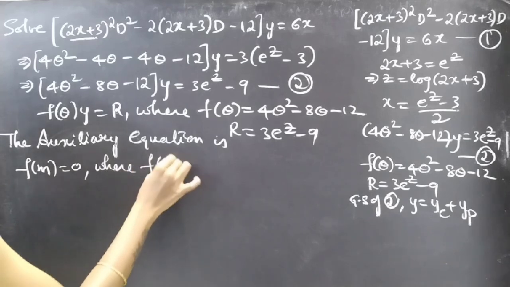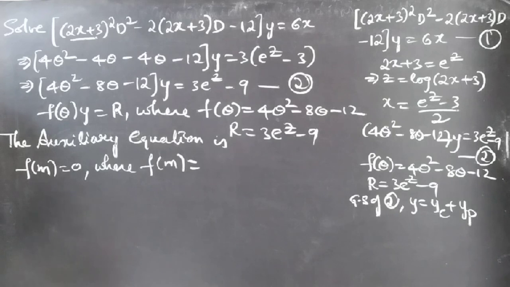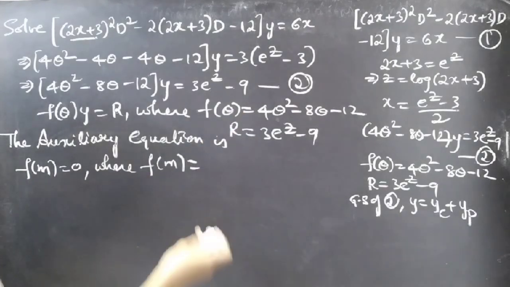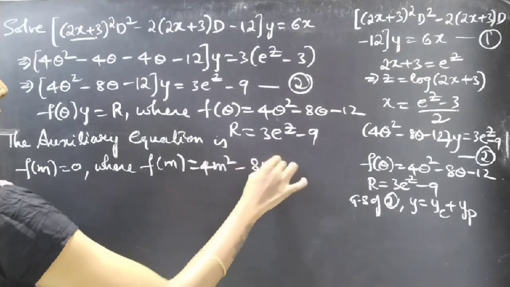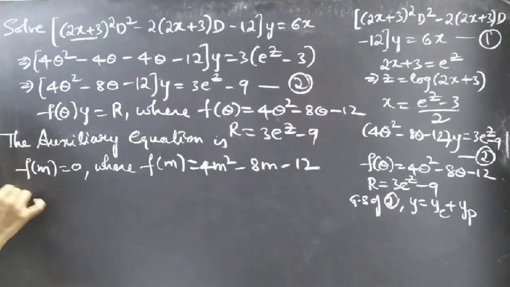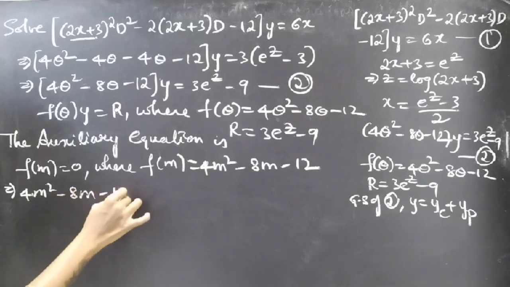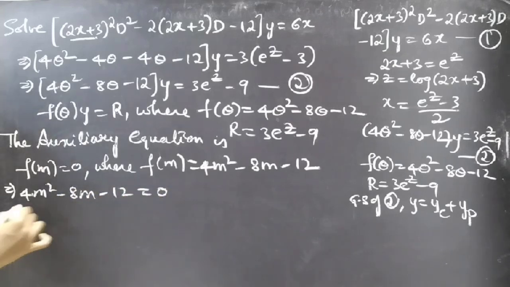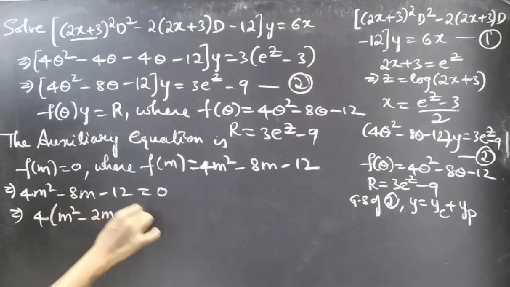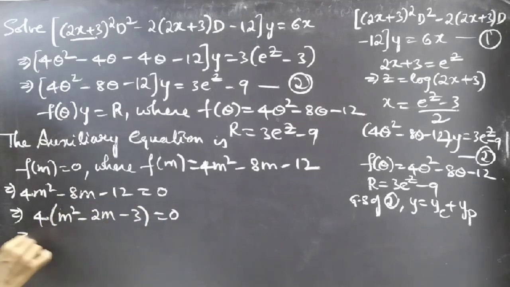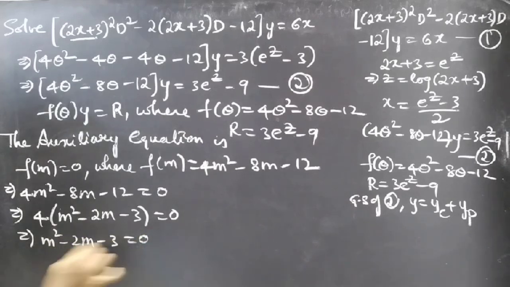where f of m equal to, we have f of theta as 4 theta square minus 8 theta minus 12, right? Let's replace theta with m in f of theta, then we'll get f of m equal to 4m square minus 8m minus 12. Then the auxiliary equation becomes 4m square minus 8m minus 12 equal to 0. Now take 4 common from all these terms. We'll get 4 times m square minus 2m minus 3 equal to 0, which gives us m square minus 2m minus 3 equal to 0, right?